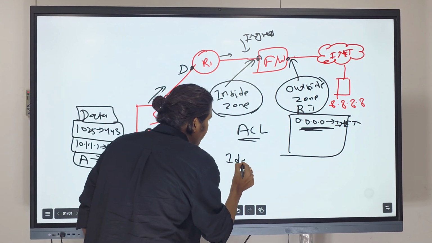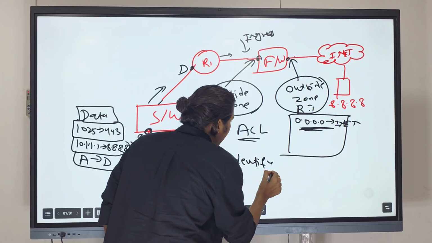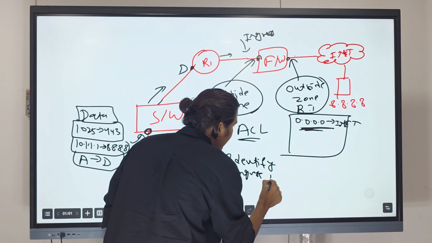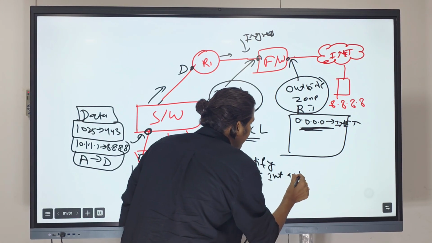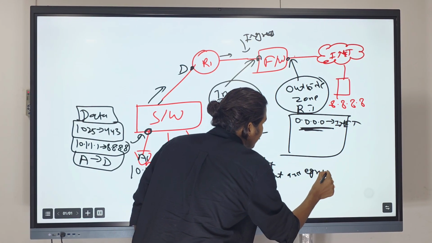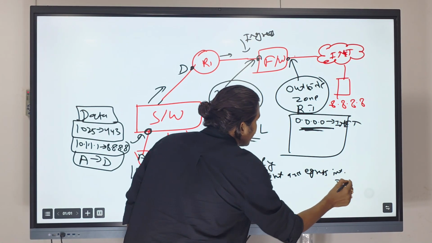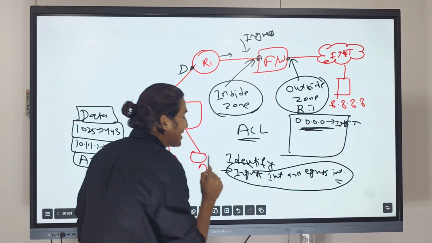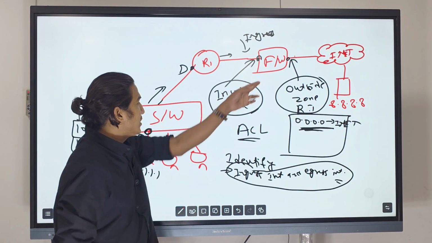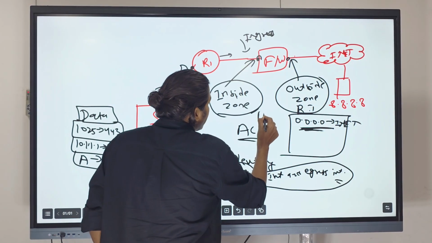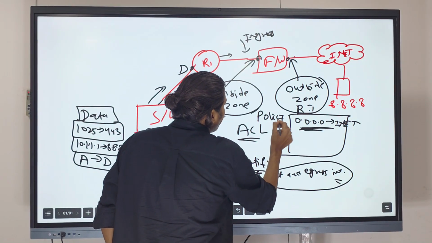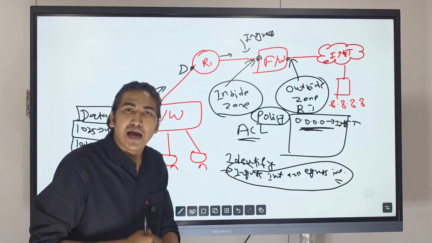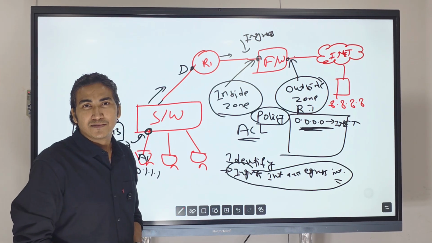Identify the ingress interface and egress interface. Once the firewall identifies the ingress and egress interface, the firewall is going to look up the policy. In the policy, is this traffic allowed or not?